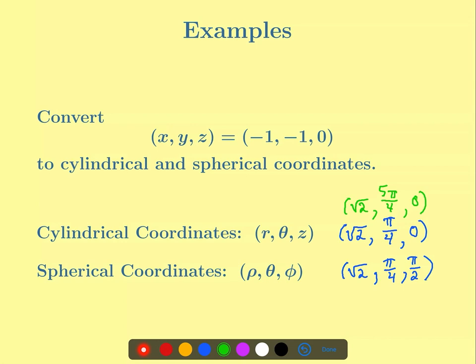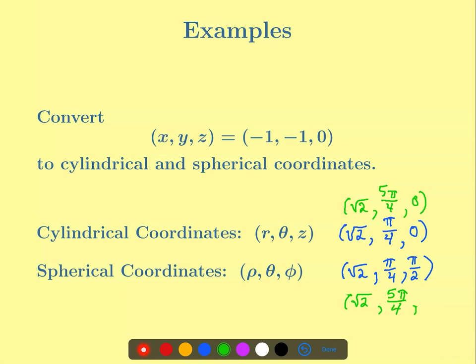For spherical coordinates, again, it should be the same thing as r since we're in the xy plane, but you can square x, y, and z and add them and then take the square root, and you'll get square root of 2. Theta is always going to be the same. So theta in this problem was up at the top there in green. It was 5 pi over 4.